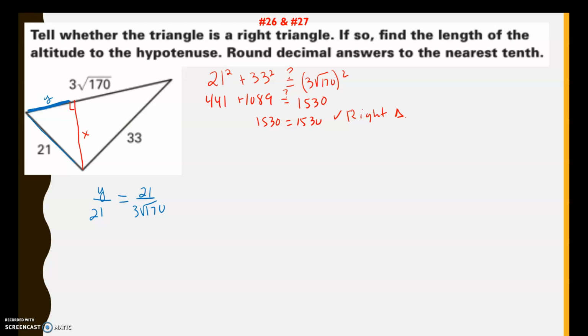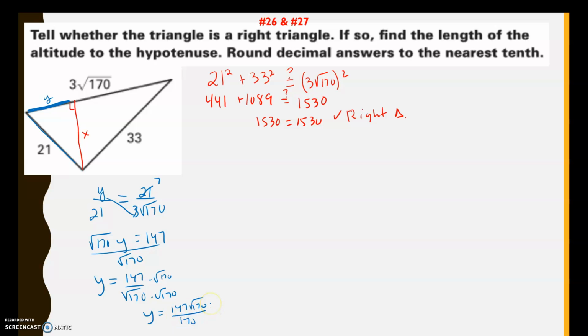I'm going to simplify it just because, and so I'm going to get this to be a 7 and then a 1. So now when I cross multiply, I'm going to get rad 170 y, and that's going to be equal to 21 times 7. That's going to give me 147. And then divide both sides by rad 170. So I get y is equal to 147 over rad 170. And here I have to rationalize, multiply top and bottom by rad 170. So I get y is equal to 147 rad 170 all over 170. And that's my y value.